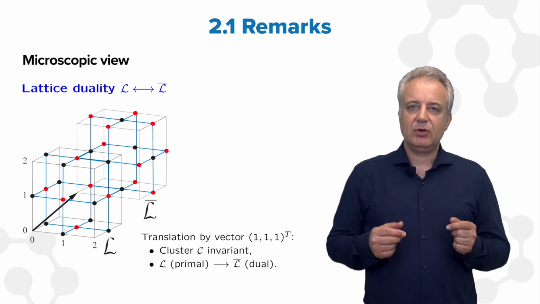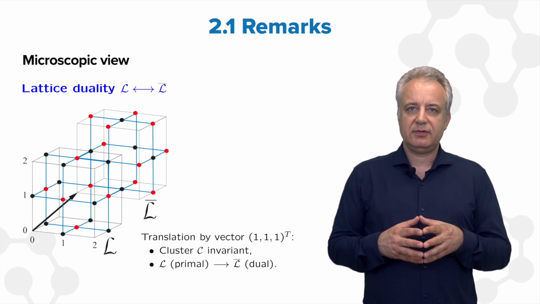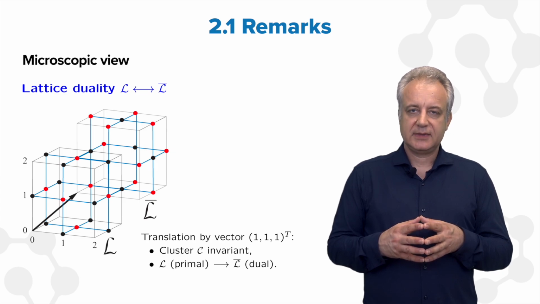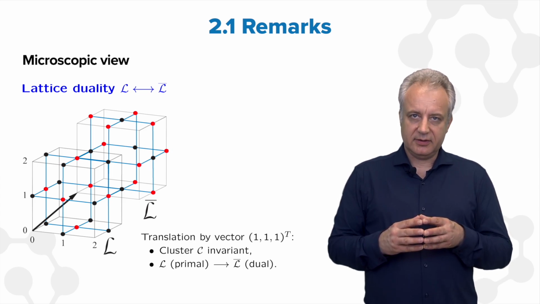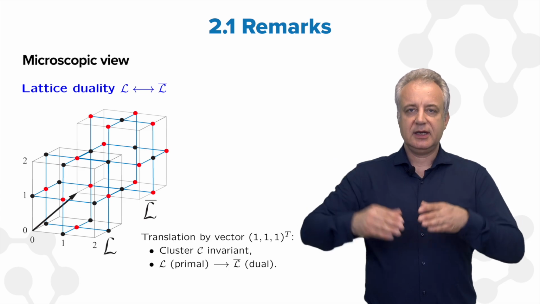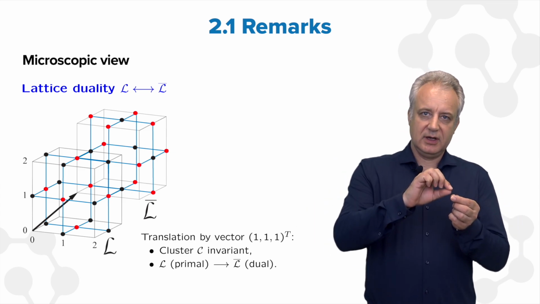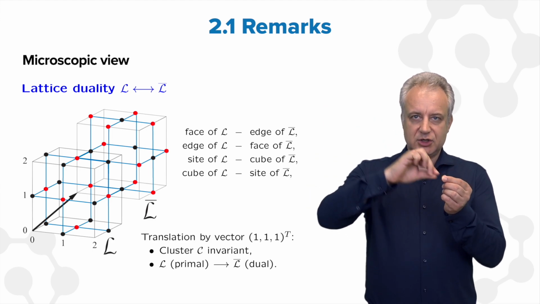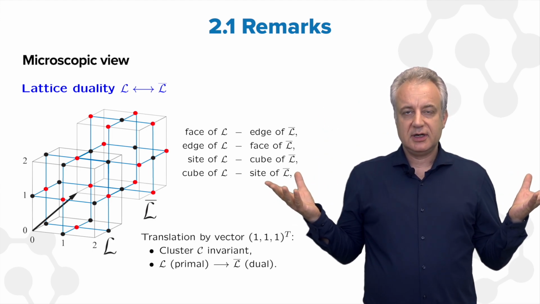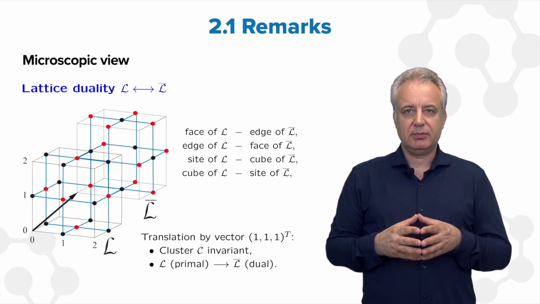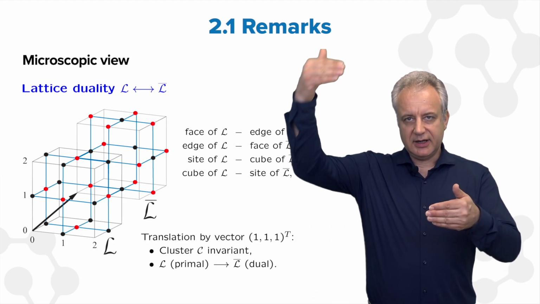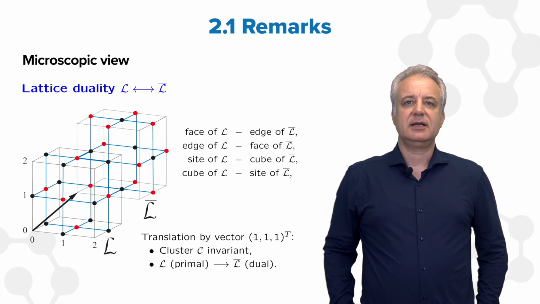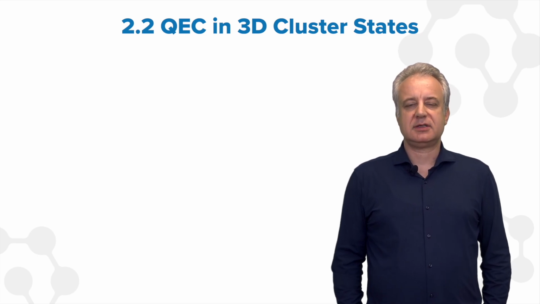Maybe you stop the video and take a moment for yourself to verify that property. Okay, so by this translation, the lattice is mapped to itself. However, the cell structure that we came up with is not mapped into itself. So a site becomes a volume, an edge becomes a face. So the cell structure changes, and that is also going to be important. We can describe one and the same cluster state by a primal lattice, or alternatively, and just as well, by a dual lattice. All right then, so let's talk about quantum error correction in three-dimensional cluster states.